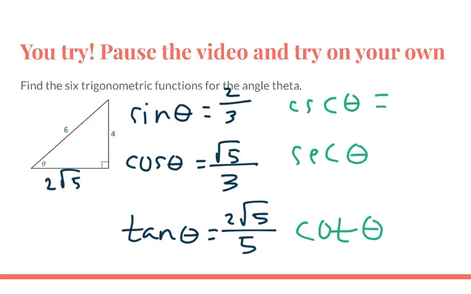So for cosecant, I just flip sine. So that would be 3 over 2. This fraction cannot be simplified. There's no square root in the denominator, so we're good to go as it is.